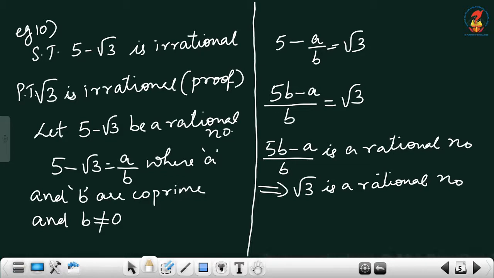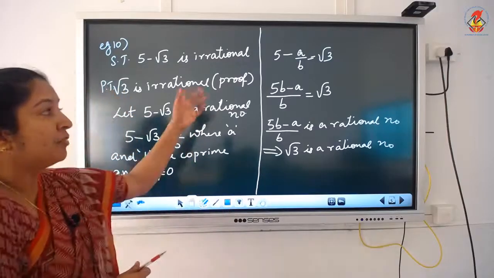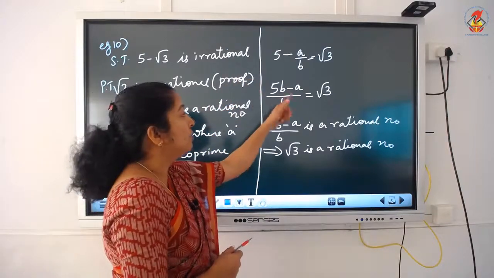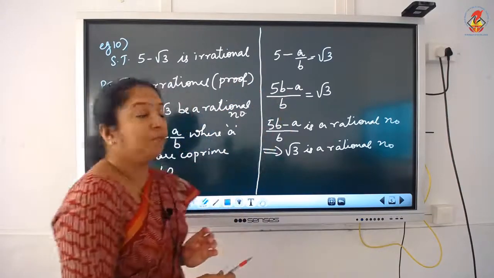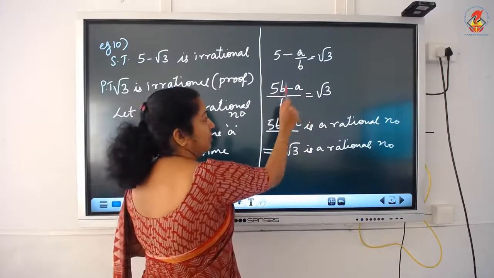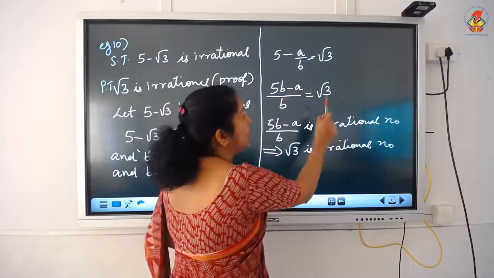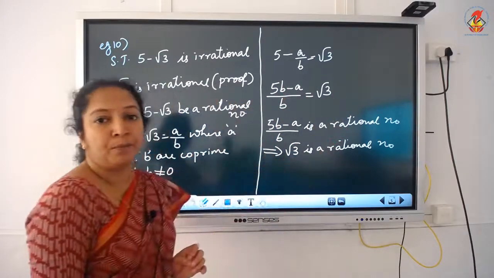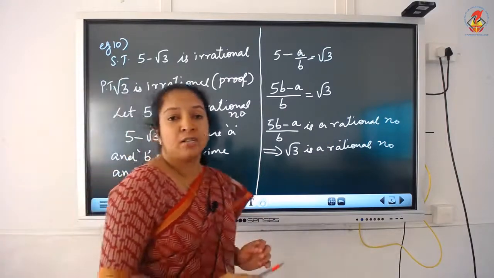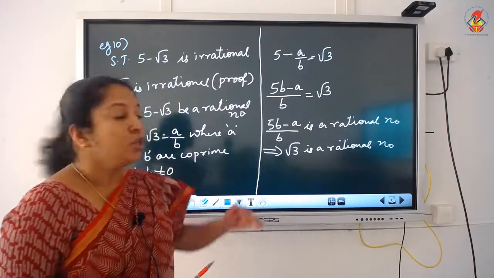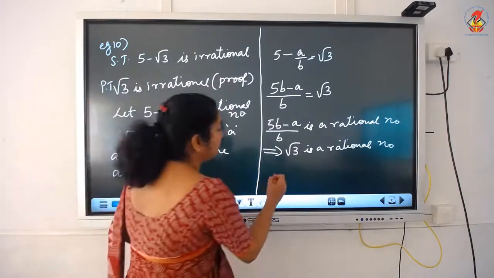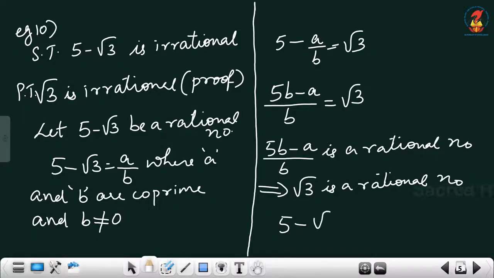So what we have supposed is 5 minus root 3 be a rational number. So we can write it as a by b, where a and b are co-prime and b not equal to 0. Then I have rearranged the terms and I got (5b minus a) by b is root 3. Clearly this is a rational number, so the right side is also a rational number. Root 3 is a rational number. That is a contradiction because root 3 is irrational. So our assumption is wrong. What we can say is 5 minus root 3 is irrational.